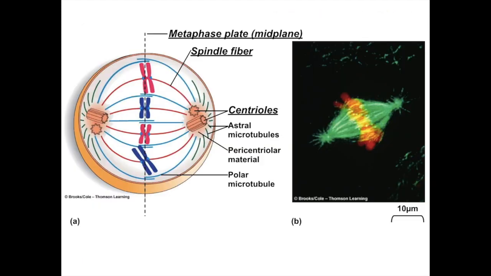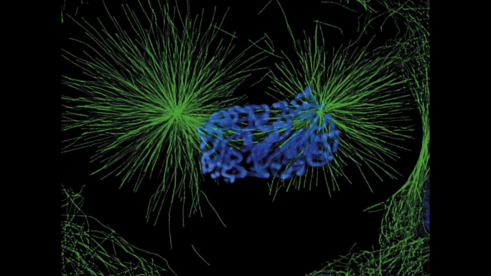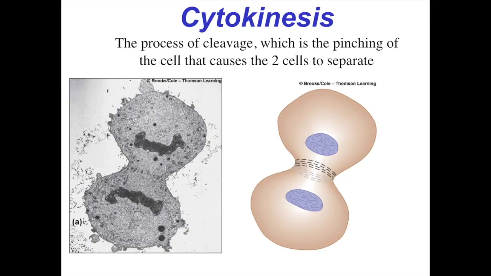You can see right here, this is an example of metaphase. You can see the chromosomes line up in the middle. The centrioles pull apart, and here's a microscopic picture of the centrioles and the spindle fibers, and you can see the chromosomes in the middle. Okay, here's a 3D model, a computer-generated model.